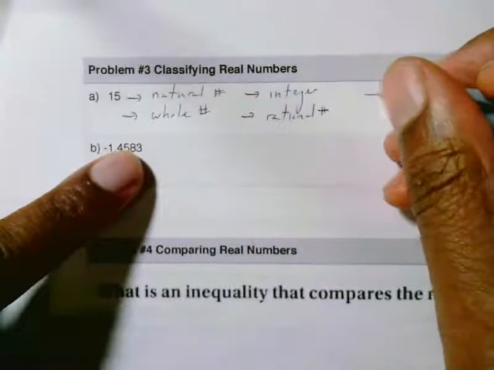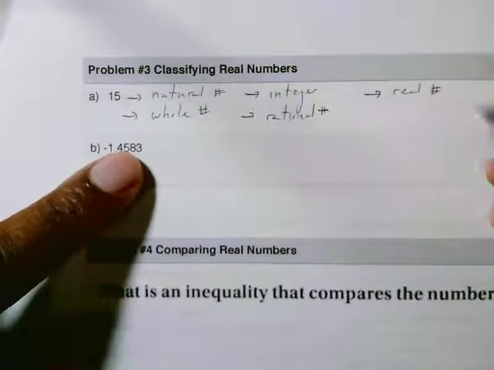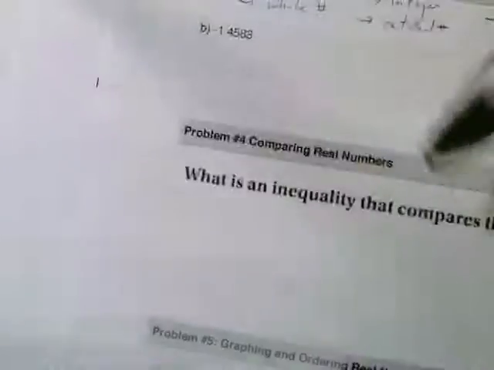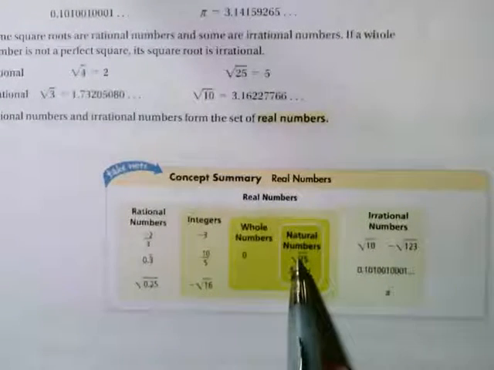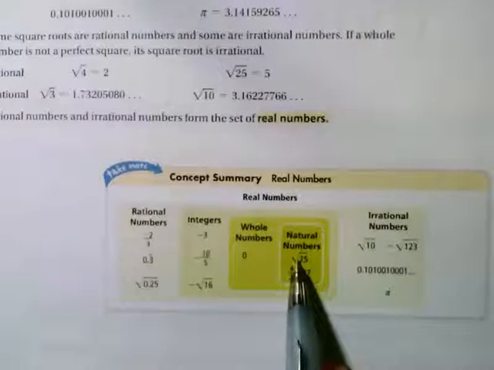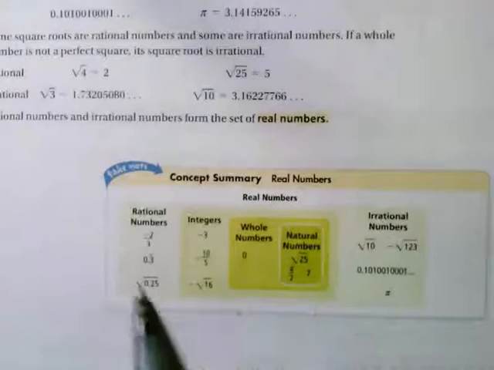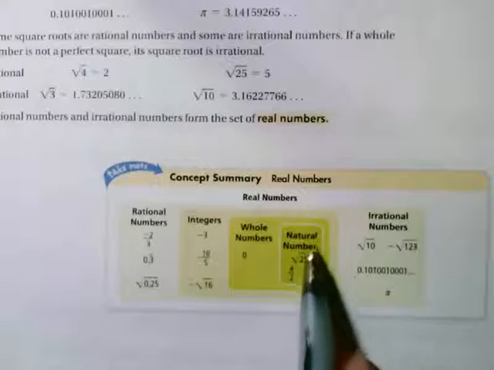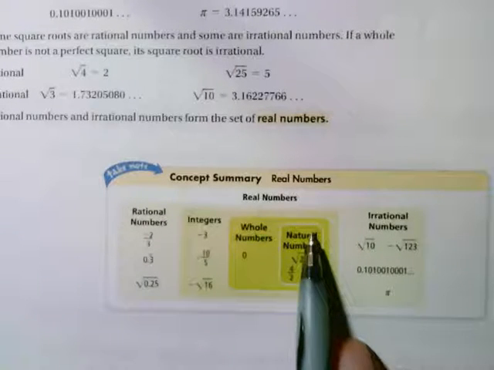All right? And because it's a rational number, it's also going to be a real number. And if you look at the chart, which is right over here, you can see, once again, 15 would be placed right here. And once it's in this box, it's going to be part of all of these. Right? Once it's here, it's going to be part of all these numbers.